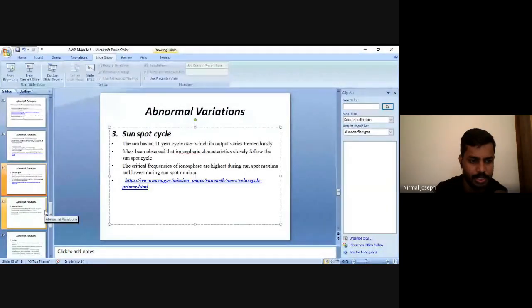Okay, so I hope you all might have understood what a sunspot cycle is and how it is going to affect the Earth. In that video it was clearly mentioned that during sunspot maxima, the solar activities will be more, and during sunspot minima, the solar activities will be minimum. So can anybody say what the current sunspot cycle is? Is it maxima or minima in 2020?